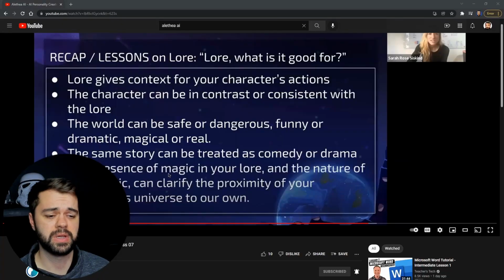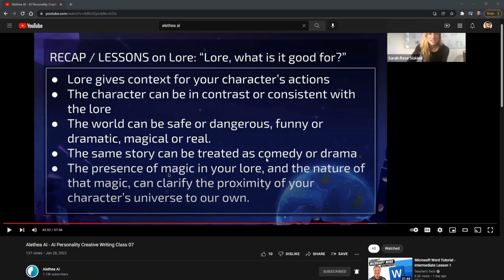So again, just a quick recap, let me get myself out of the way real quick. Lore gives context for your character's actions. The character can be in contrast or consistent with the lore. The world can be safe, dangerous, funny, dramatic, magical or real. The same story can be treated as a comedy or drama. The presence of magic in your lore and the nature of that magic can clarify the proximity of your character's universe to our own.